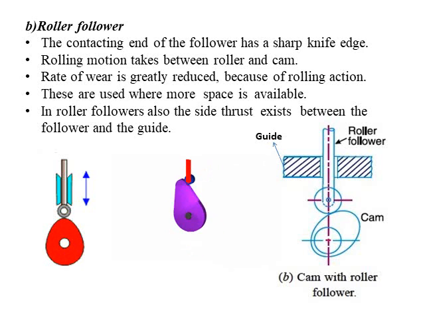Now, as the type of contact is a rolling type, the rate of wear is greatly reduced when compared to the knife edge. But the problem of side thrust that was there in the knife edge follower will also be there in roller followers. Roller followers are extensively used where the space availability is more, such as in stationary gas and oil engines and aircraft engines.